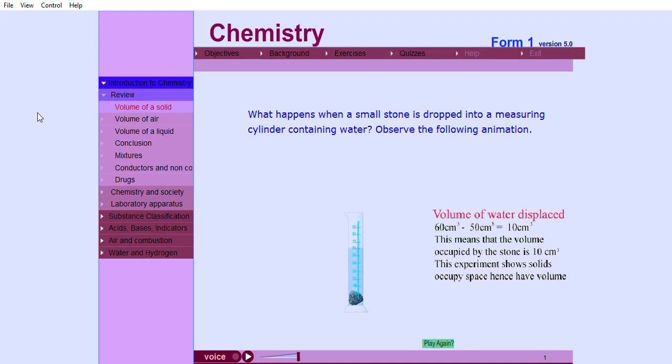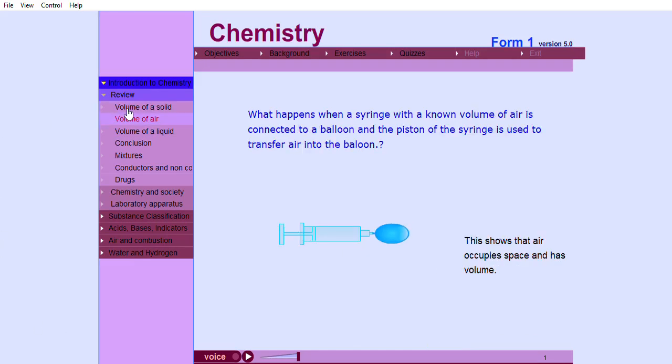When a small piece of stone is dipped into a measuring cylinder containing water, the initial volume of the measuring cylinder is recorded, and the new volume is also recorded. When a syringe with a known volume of air is connected to a balloon and the piston of the syringe is used to transfer air into the balloon, an observation is made.